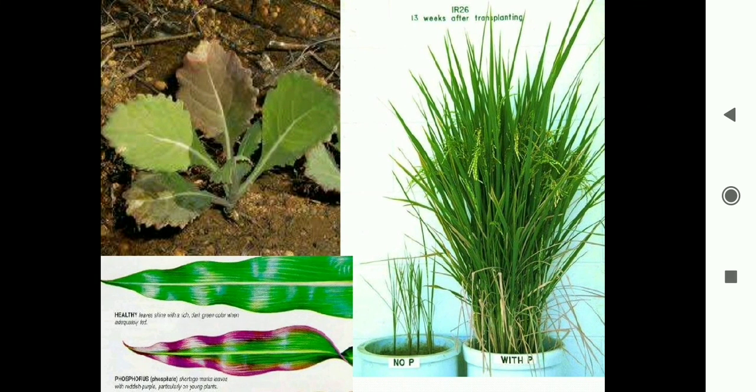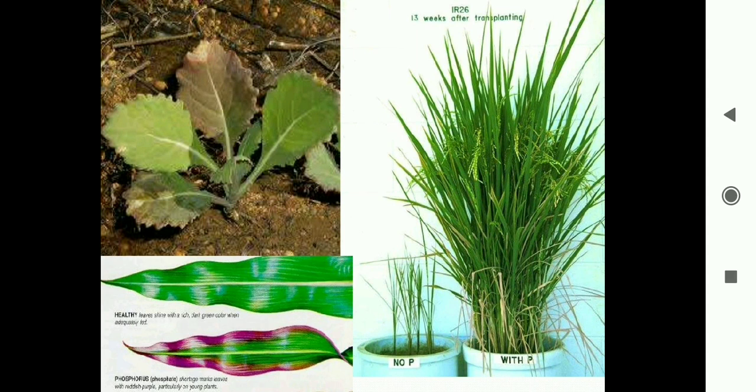These are the deficiency symptoms of phosphorus. As we have seen, because of phosphorus deficiency a purple color develops and the leaves appear dull. We also found that the leaves become purple in appearance, and there is stunted growth of the plant. Because of this stunted growth, the plant is under starvation.